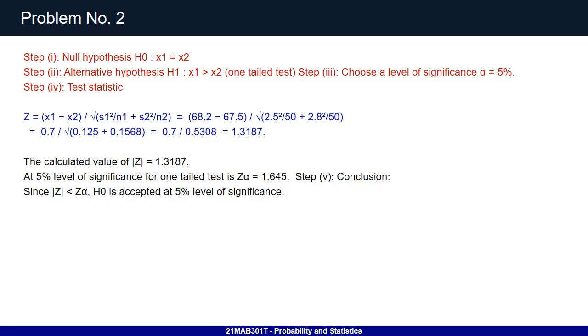Therefore, by applying the values, we get the Z value as 1.3187. So here mod of Z is less than the table value, because here the table value is going to be 1.645. Therefore, we accept the H naught. So since we accept the H naught, we can conclude that there is no sufficient statistical evidence to conclude that the students participating in athletics are significantly taller than the non-participants. So this is going to be the conclusion for this problem.